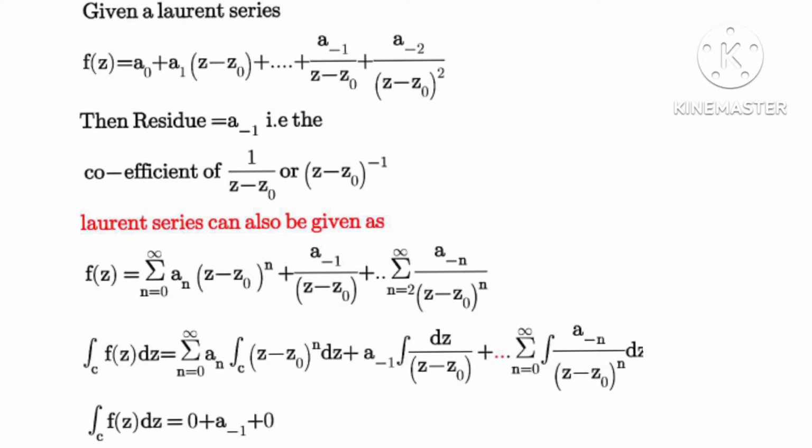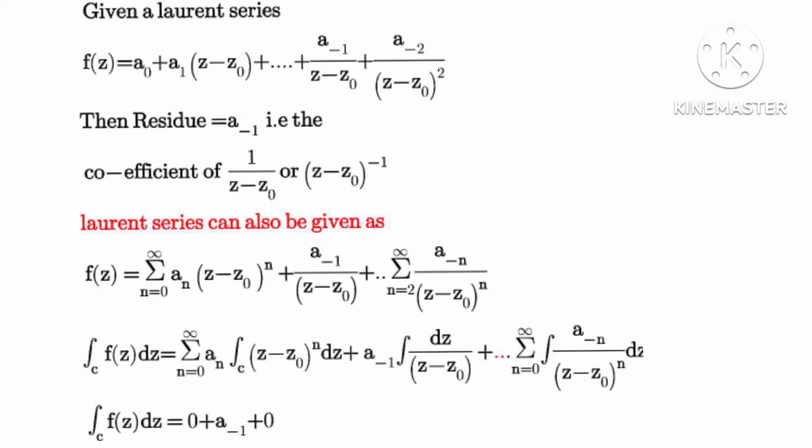Then we make a minus 1, and of course we know that a minus 1 is our residue. So in this case, we make our residue the subject of the formula. So this is the full definition of what a residue is. But we'll be considering the residue at a simple pole.